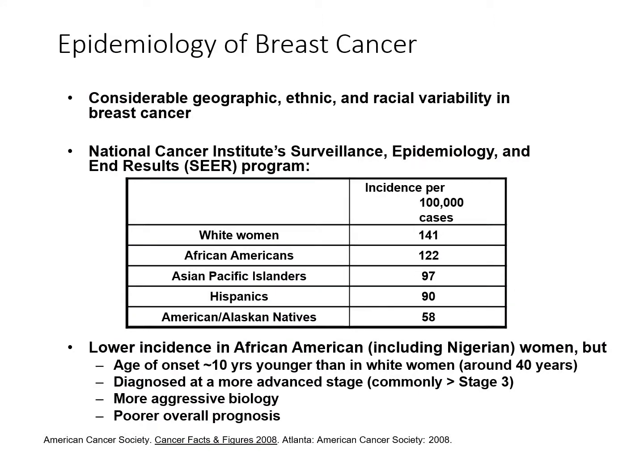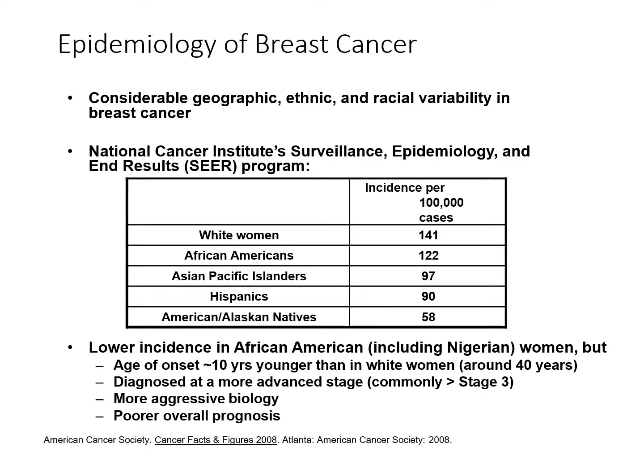There are a number of slides on epidemiology. This is the global epidemiology: breast cancer varies a little bit in terms of geography, like Nigeria versus the US, and ethnicity, that is black people versus non-black people, and there are also some racial variations. If you look at this data here, you see that white women tend to have more, followed by African American women, whereas Native American women have the lowest incidence.